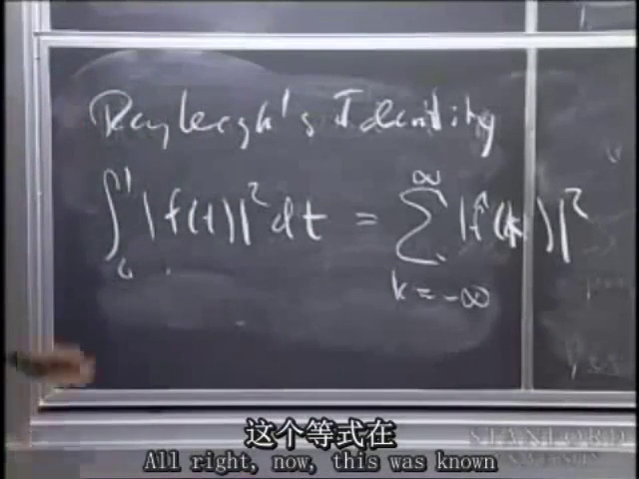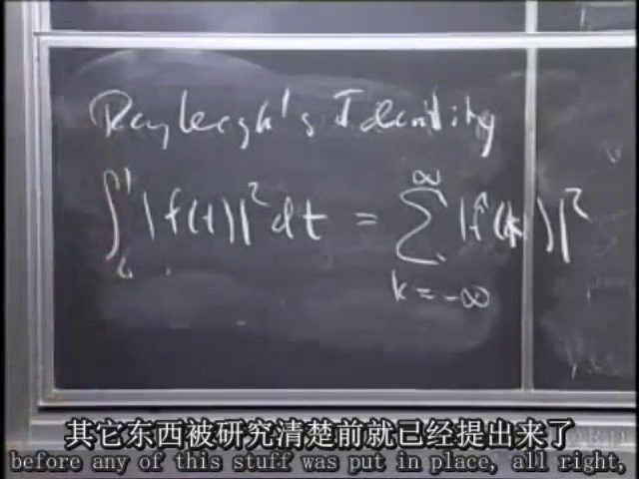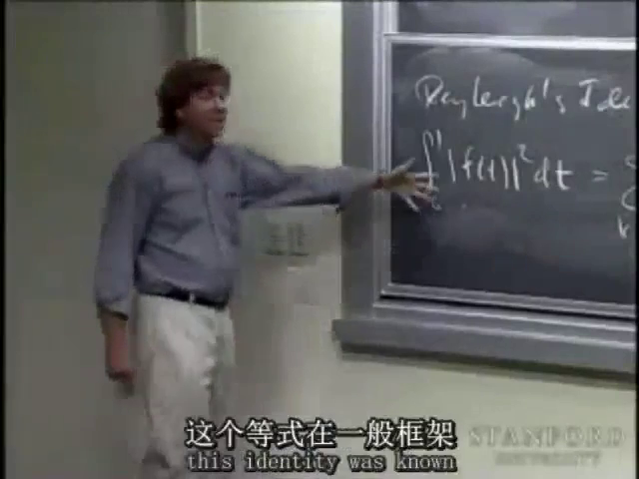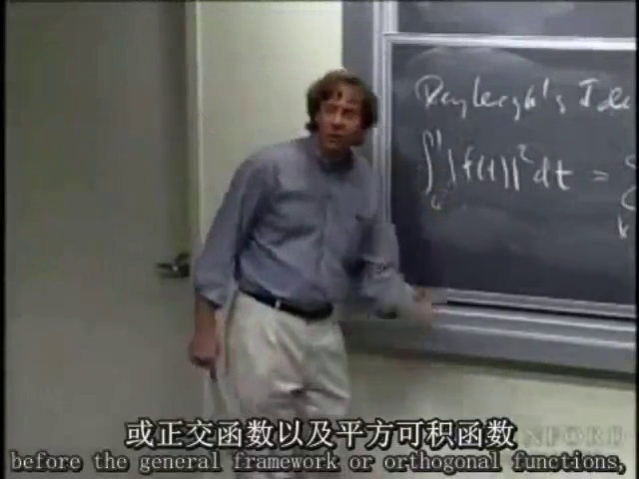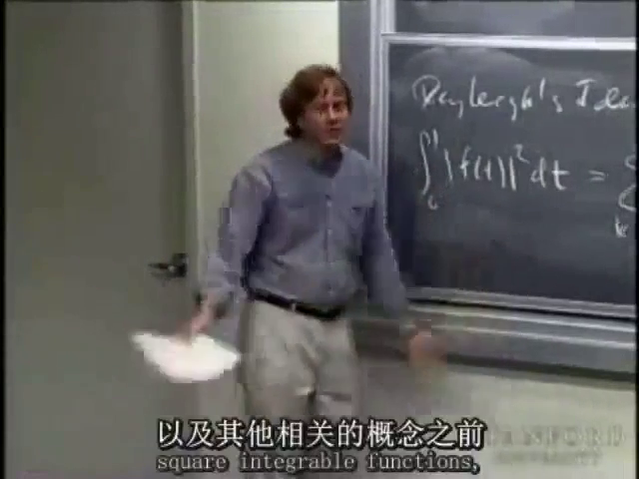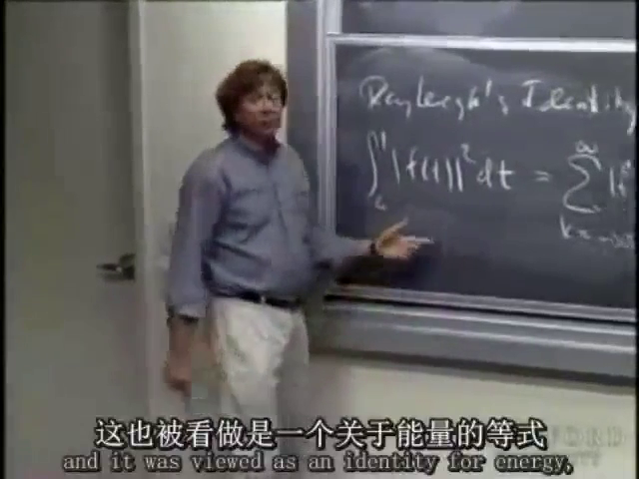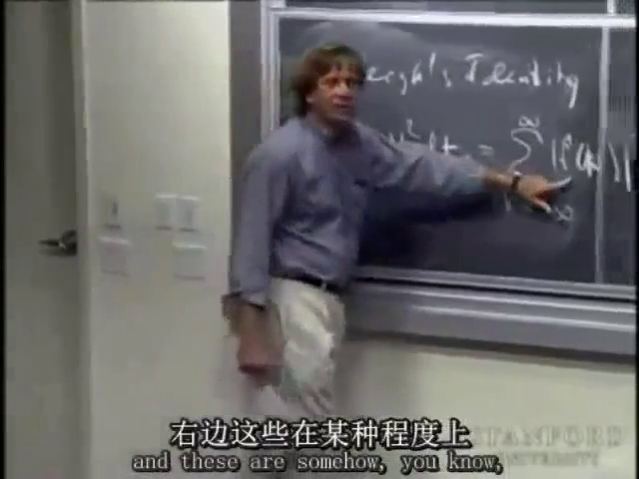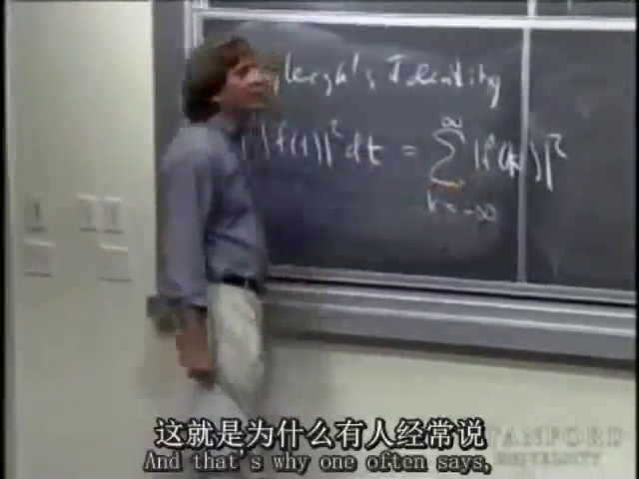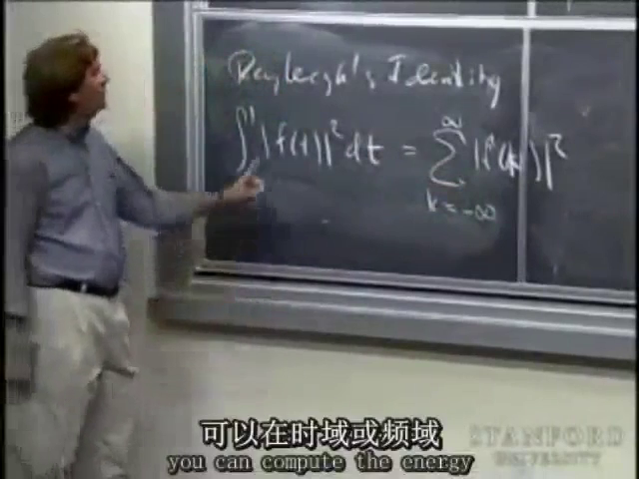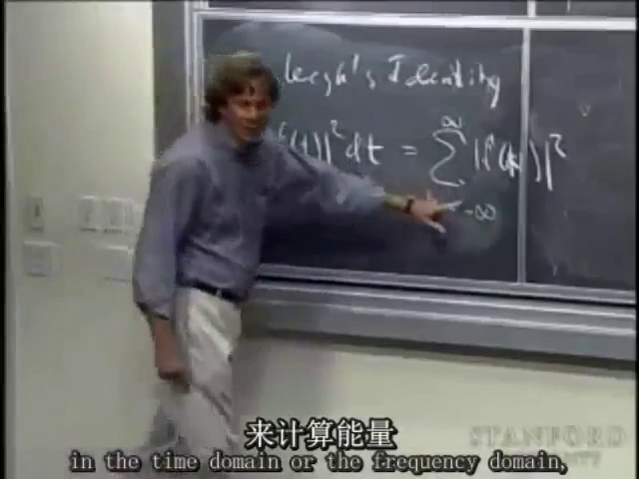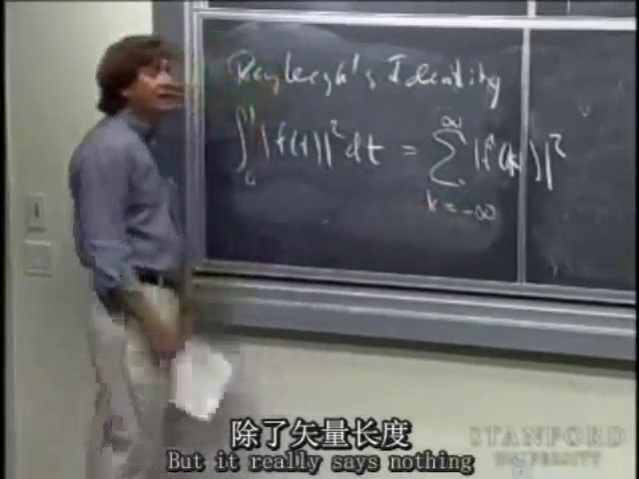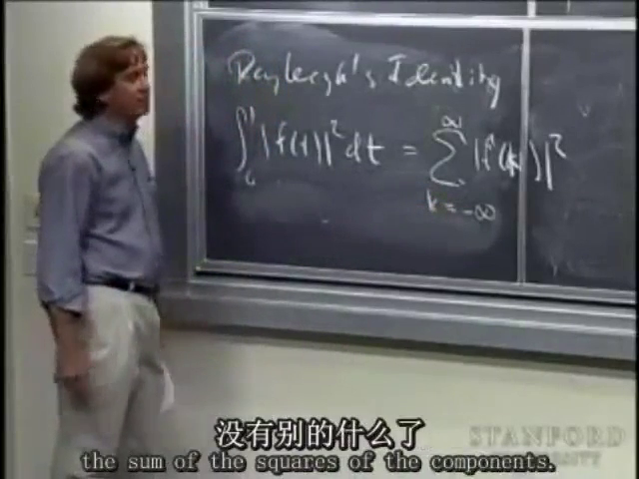Now, this was known before any of this stuff was put in place. When this general framework was put in, this identity was known before the general framework of orthogonal functions, square integrable functions, all the rest of that jazz. And it was viewed as an identity for energy. This is the energy of the function, and these are somehow the individual components here. And that's why one often says you can compute the energy in the time domain or the frequency domain. We're going to find an analogy for this for Fourier transforms. But it really says nothing other than the length of the vector is the sum of the squares of the components.